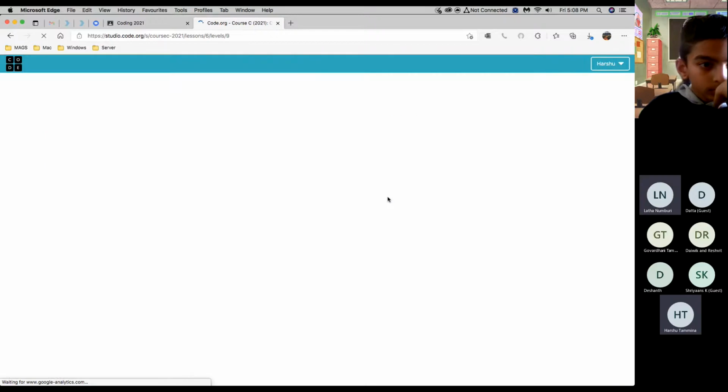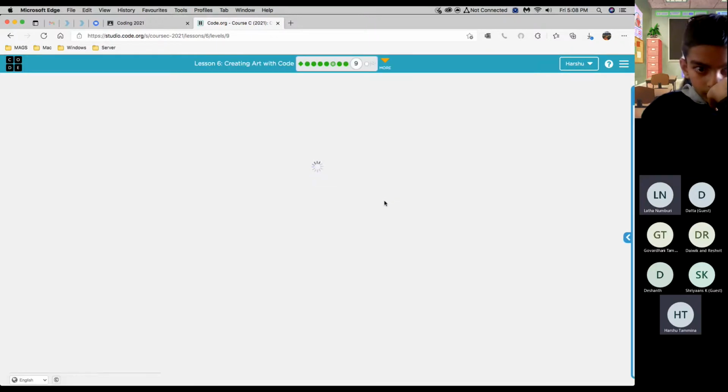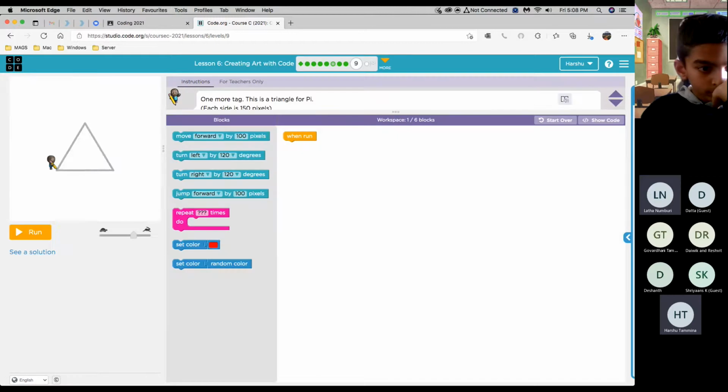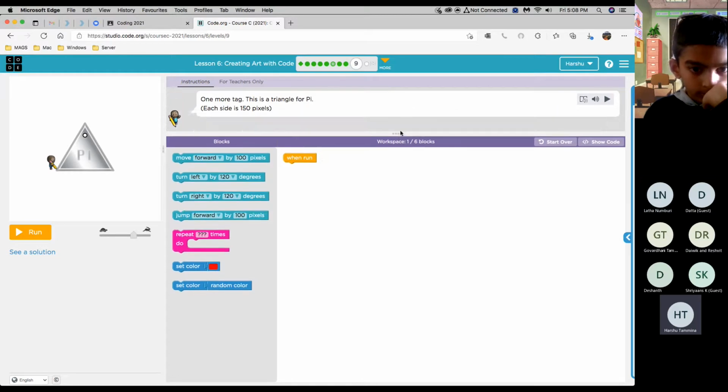My screen's frozen. I can't see your movements. Can you stop sharing and then share? Does anyone else have the issue? Can everyone see my screen? Oh, no, yeah, I can.